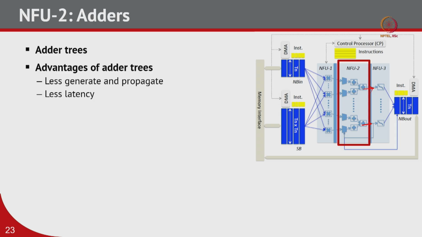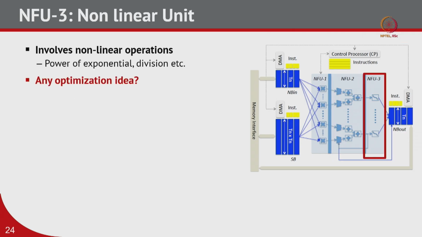So, that is basically the advantage of the adder tree, because there are fewer generate and propagate operations if we have too many numbers to add, right. And then finally, they have the nonlinear unit, which involves nonlinear operations like power of, exponential, division, etc. We already discussed all these nonlinear operations like ReLU, sigmoid, etc.